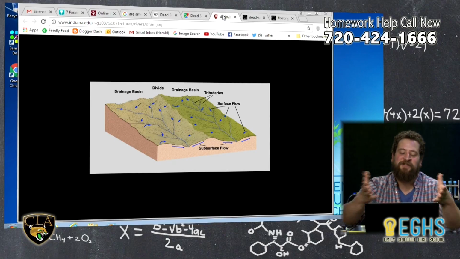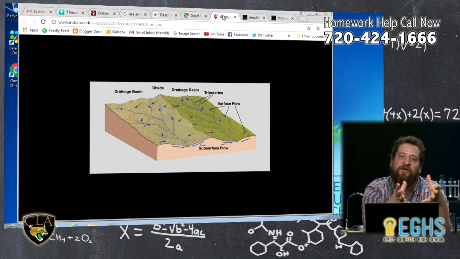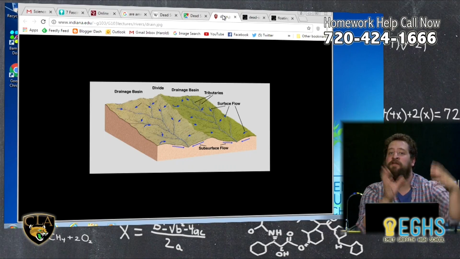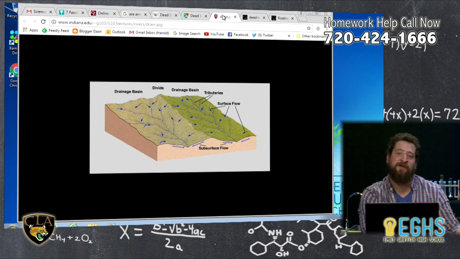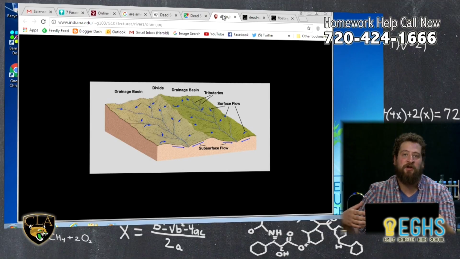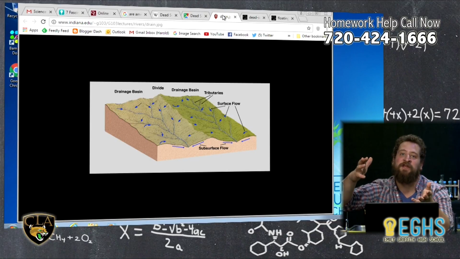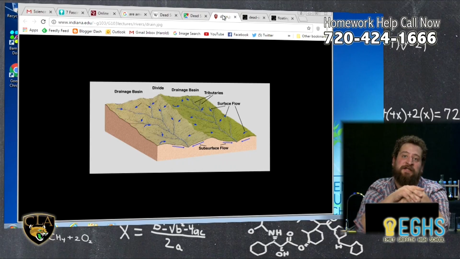And drainage basins can be small if we're just talking about a single river, but we can also think about really large drainage basins like the Colorado drainage basin. The Colorado River drains most of the western United States. The Mississippi River drainage basin drains most of the eastern United States and Midwest. And most rivers eventually flow to an ocean.